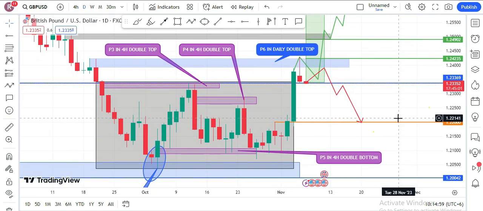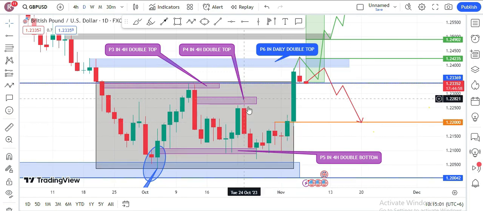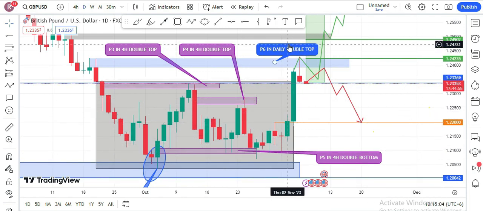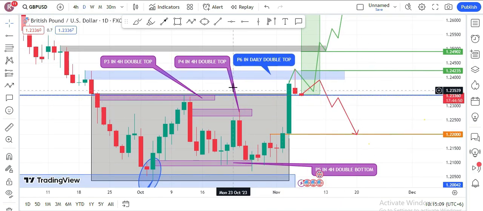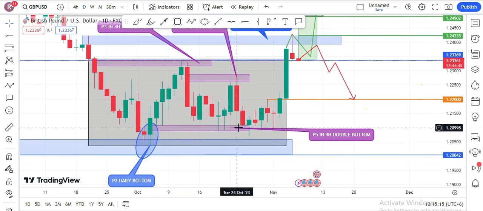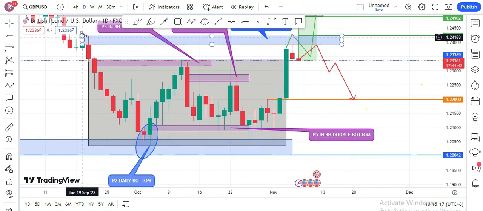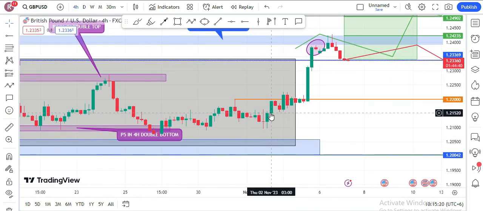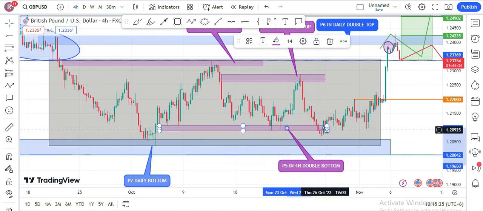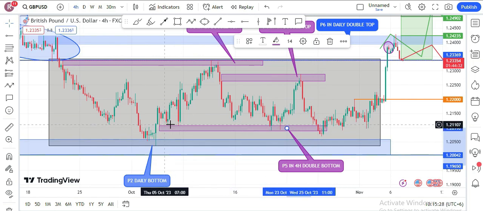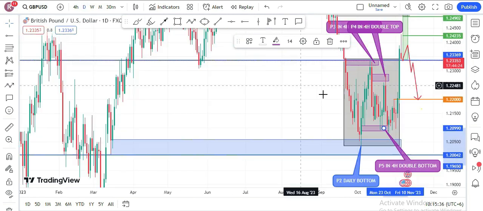Now what happened, if I explain it to you, it will be very easy on your part to understand. First of all, from P4 we went down to here, and it created a P5 in 4 hours double bottom. If we want, we can check it. You can see it has created a P4, P5. It has created a double bottom from here. Very clear double bottom. We can see it moved on. So let's get back to the daily time frame.